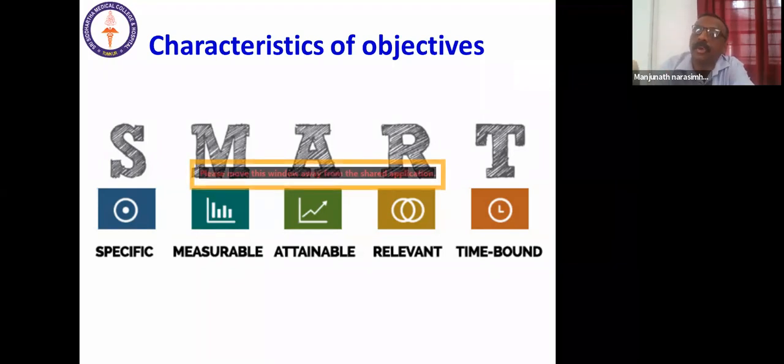Okay, next is whether you are able to finish these objectives in a specified time. Now you have been given a specified time for finishing this. So are you able to finish this in that particular time?